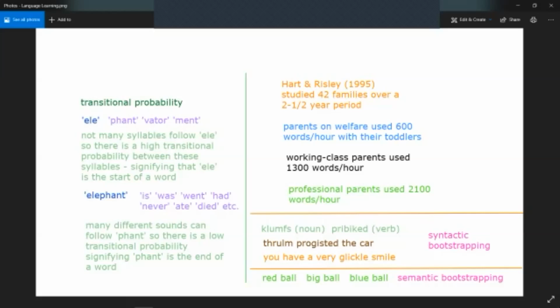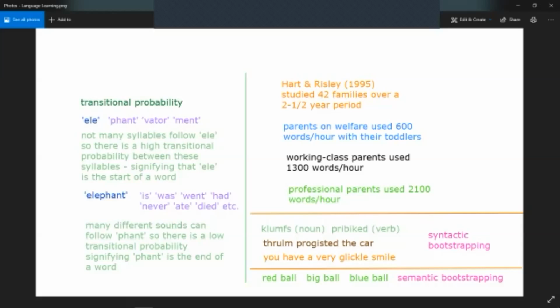And anyways, what they found was that parents on welfare use an average of 600 words per hour with their toddlers. Working class parents used about 1,300 words per hour. That's over double the number of words that the working class infant or toddler was being exposed to. We get up to professional parents using 2,100 words per hour. So these are huge differences, 600 to 1,300 to 2,100. I mean, it's over 3 times the number of words in the professional parents case versus the parents on welfare.